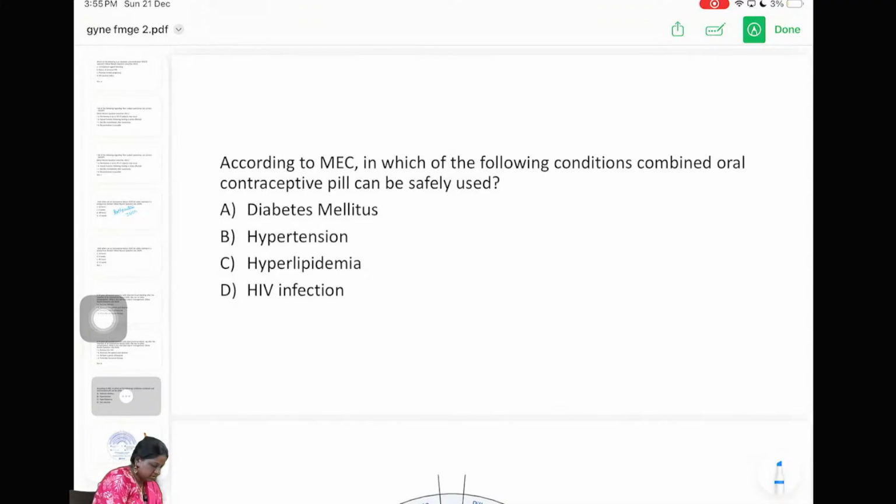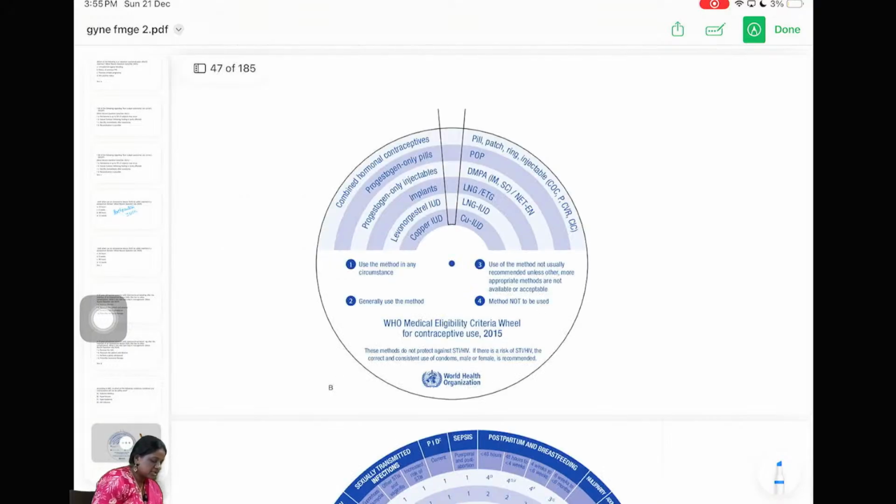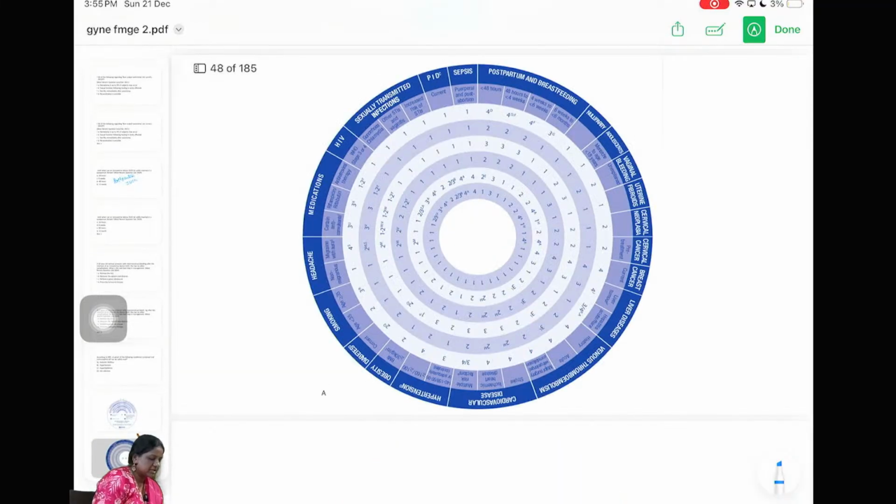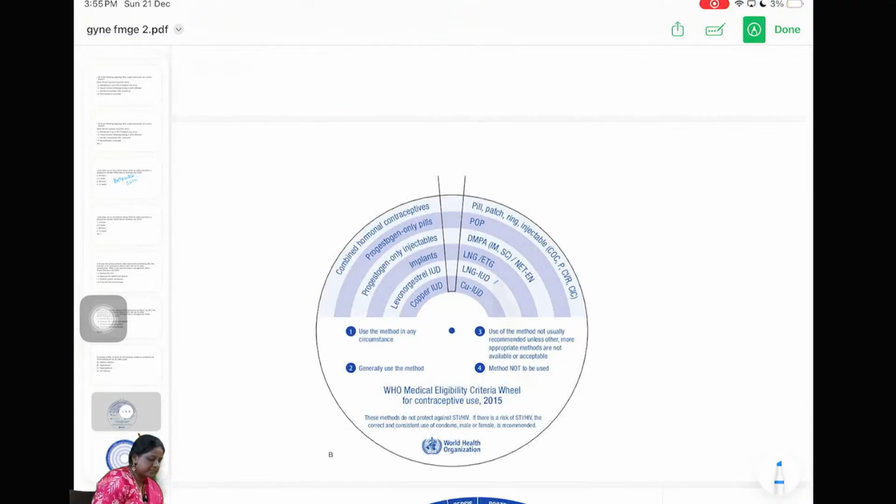According to MEC, in which of the following conditions can combined oral contraceptive pill be used? So, what is MEC? MEC is the medical eligibility criteria wheel. So, it is like a wheel. There are various conditions in the outer ring, if you see. In the inner rings, each ring represents one type of contraception. Like the first ring is combined oral, that is OCP. Second is POP. Third is also POP but injection. Then it is implant. Then levonorgestrel IUCD and copper IUCD.